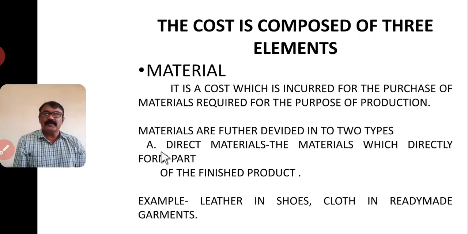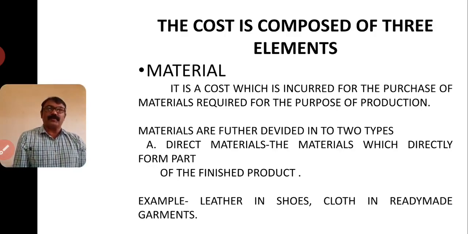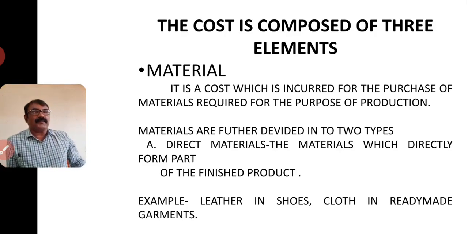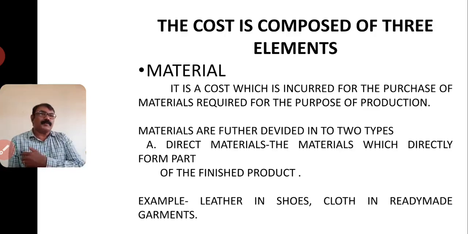In elements of cost, the first one is material. It is the cost incurred for purchase of the materials required for production. For the purpose of production, we want materials, which are purchased. It determines how much has to be spent on purchasing materials. Materials are further divided into two types, direct materials and indirect materials. Direct materials are materials which directly form part of the finished product.